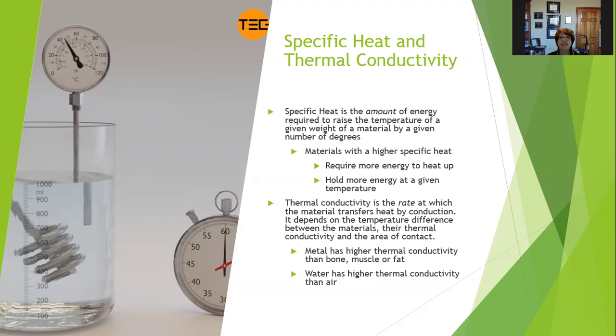So thermal conductivity, we'll talk more about that. Thermal conductivity is the rate at which the material transfers heat by conduction. So how fast does it transfer the heat by conduction? And it depends on the temperature difference between the materials, their thermal conductivity, and the area of contact. So metal has a higher thermal conductivity than bone, muscle, or fat.